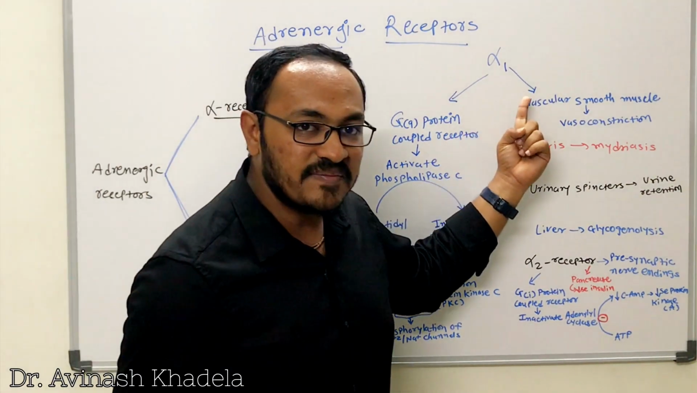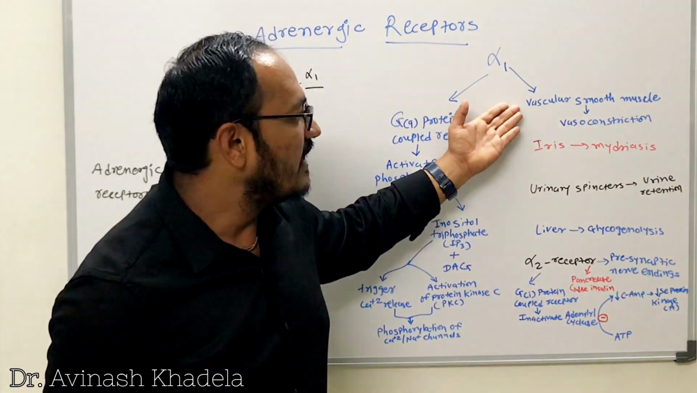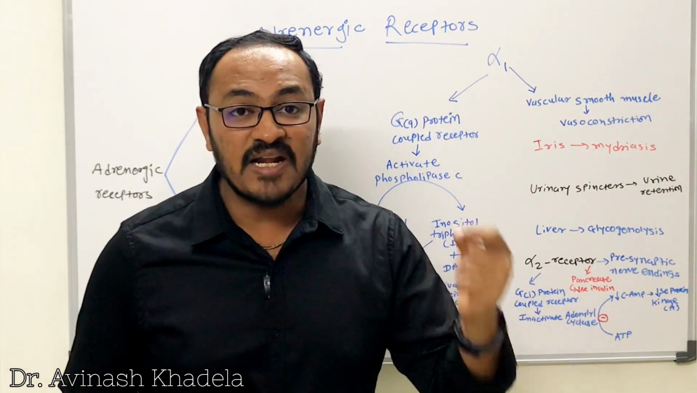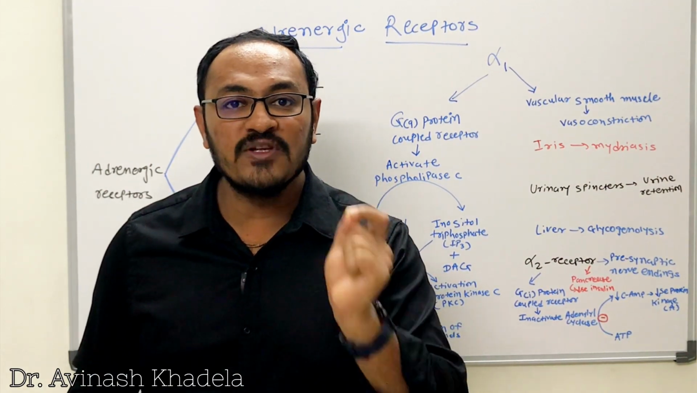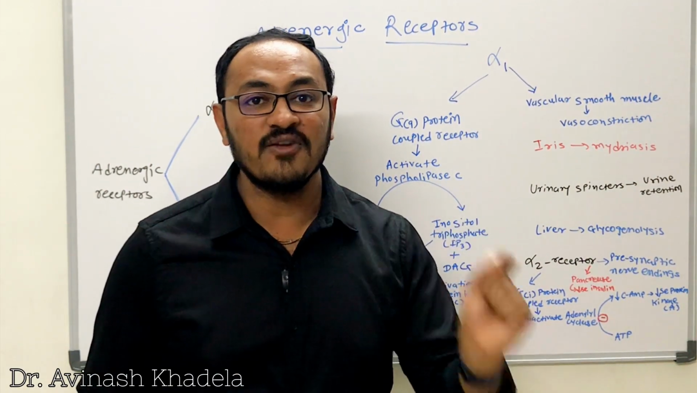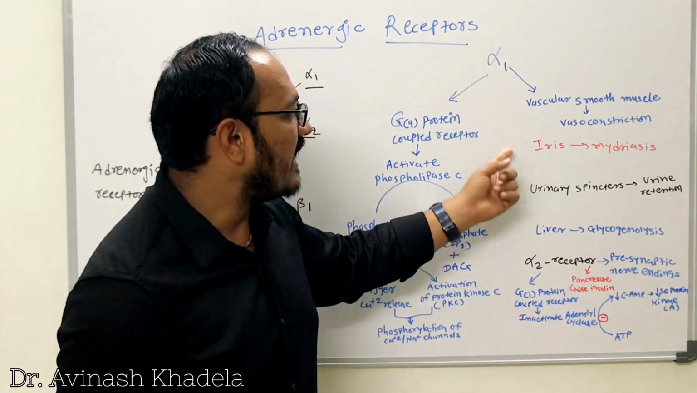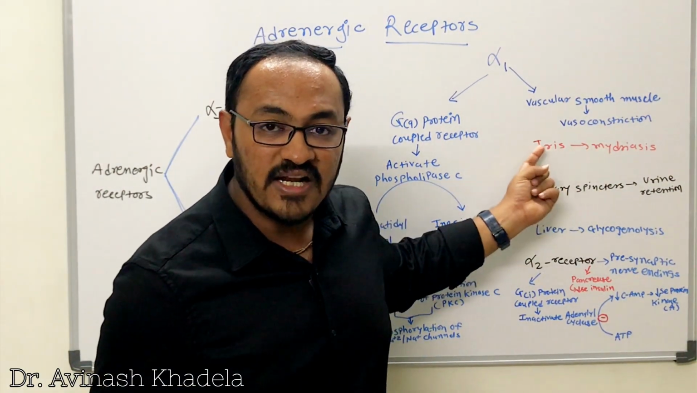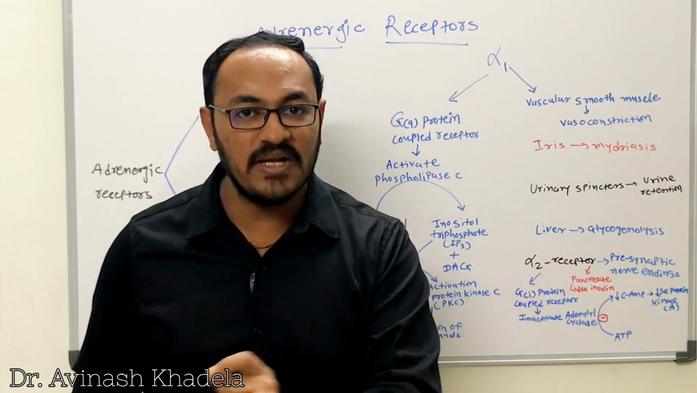Alpha 1 receptors are present in different places in the body. It is located in the vascular smooth muscle throughout the body. Whenever alpha 1 receptor is stimulated, it leads to vasoconstriction, which increases total peripheral resistance and increases blood pressure. Second, it is located in the iris, where stimulation leads to mydriasis. Mydriasis is nothing but dilation of the pupil.